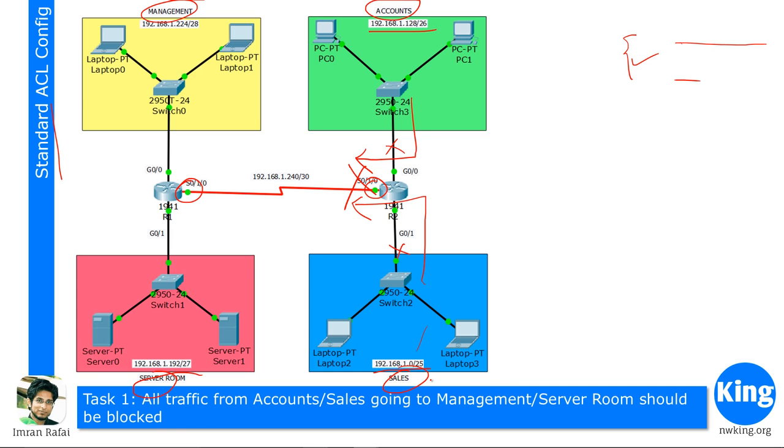So yeah, we looked at this. Task 1 said all traffic from accounts and sales going to management and server room should be blocked. So that is done using this ACL. And don't worry about this ACL.